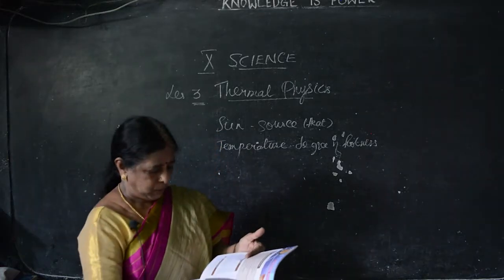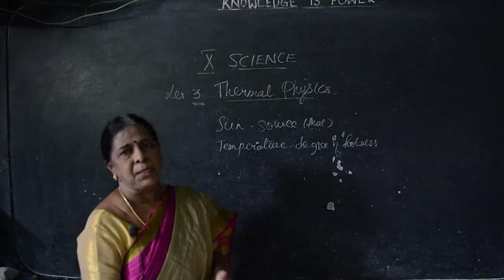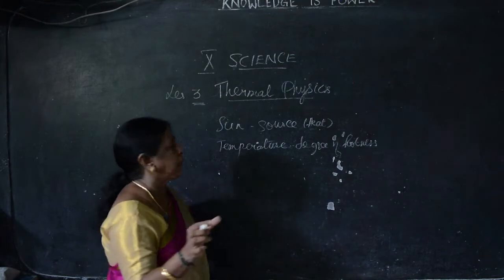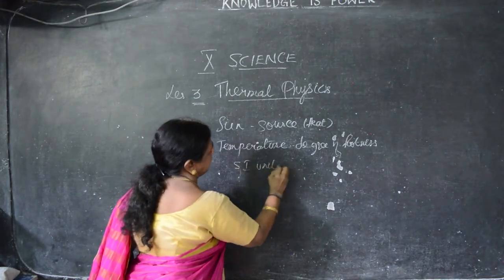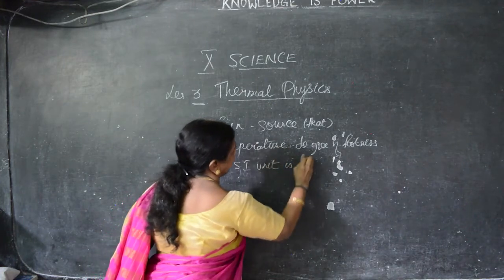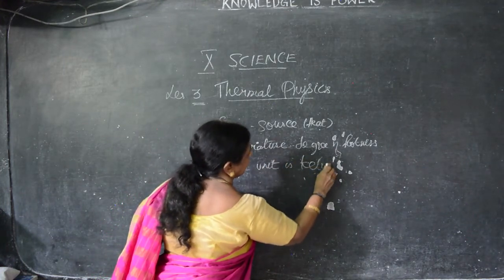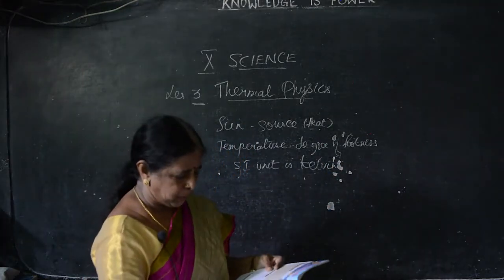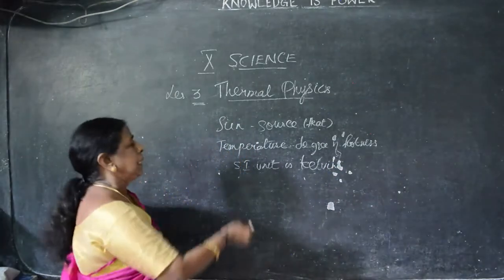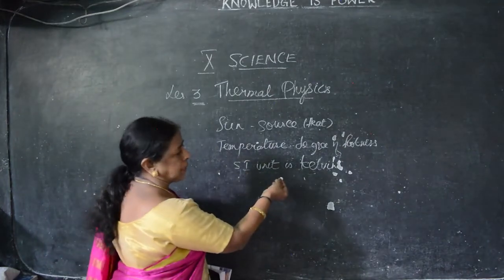Okay. So further we can see the SI unit. For everything we are using a unit. The SI unit of temperature is Kelvin. Kelvin is otherwise known as absolute zero. So the SI unit is Kelvin.